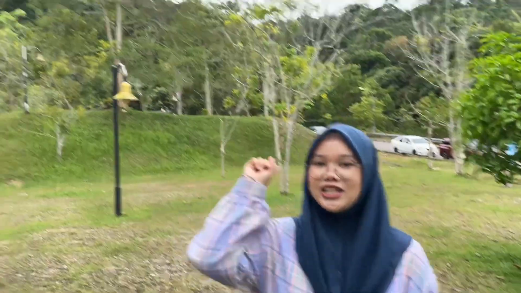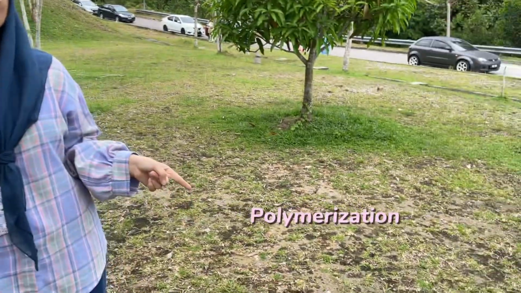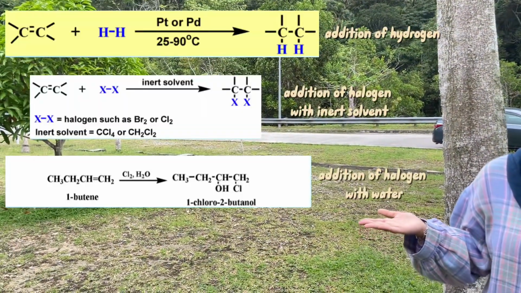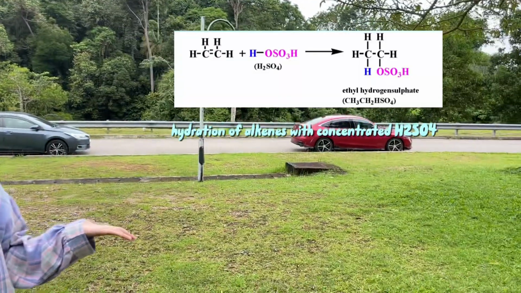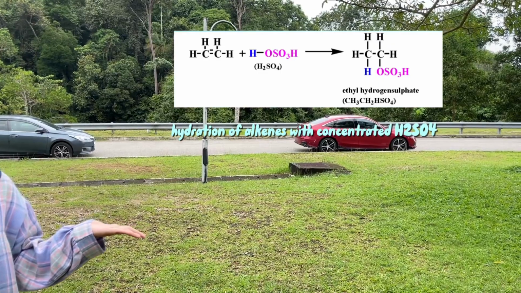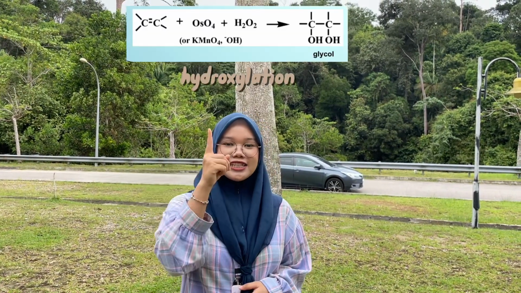There are many reactions involving alkenes, which are addition reaction, combustion of alkenes, oxidation, and polymerization. For addition reaction, there are 5 forms of addition reaction of alkenes, which are addition of hydrogen, addition of halogens, addition of hydrogen halides, and hydration of alkenes with concentrated H2SO4 and with acidified water. Next, the oxidation reaction is divided into 3 forms, namely epoxidation, hydroxylation, and ozonolysis.